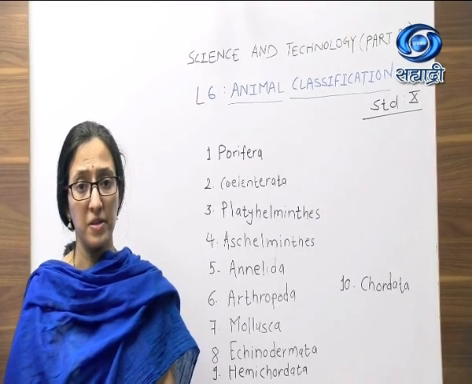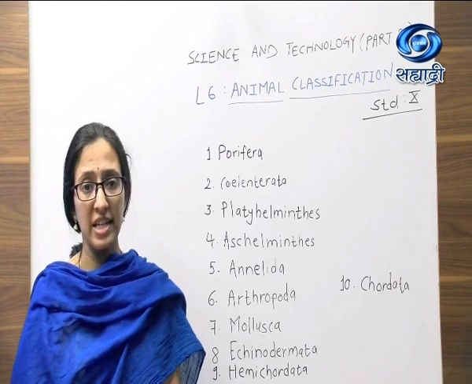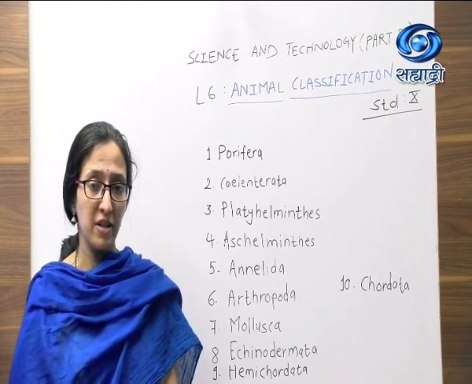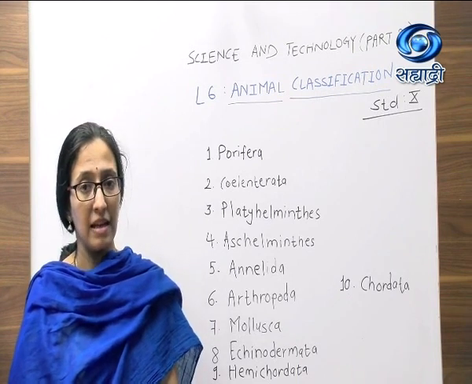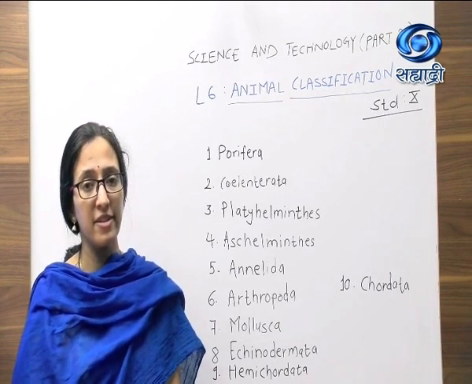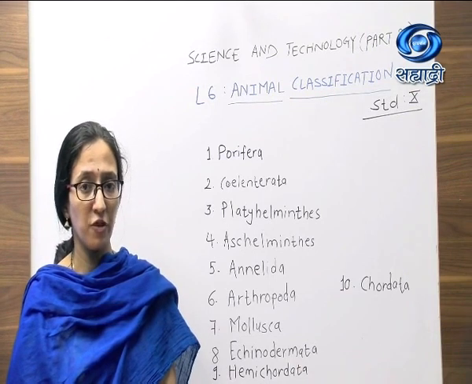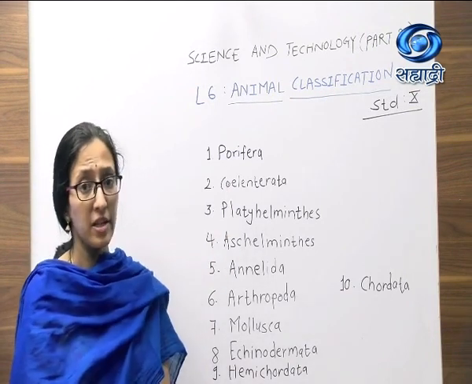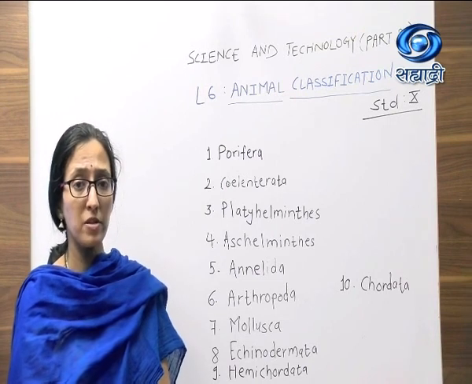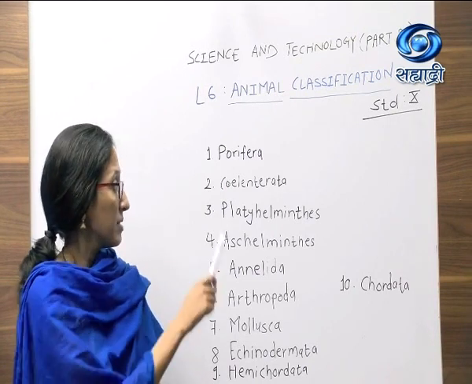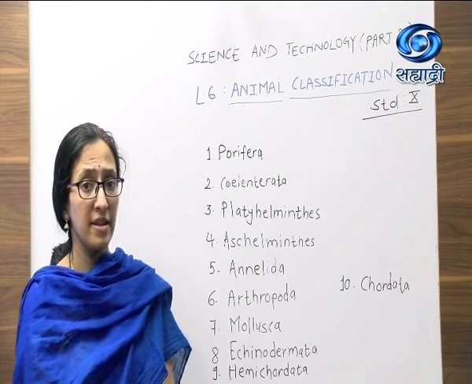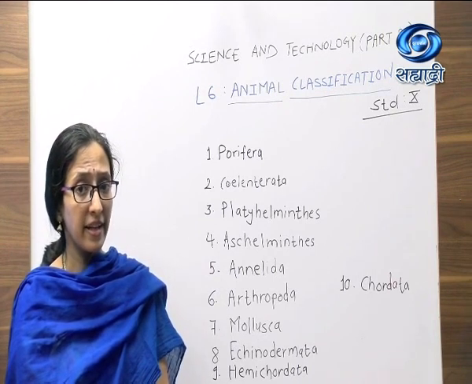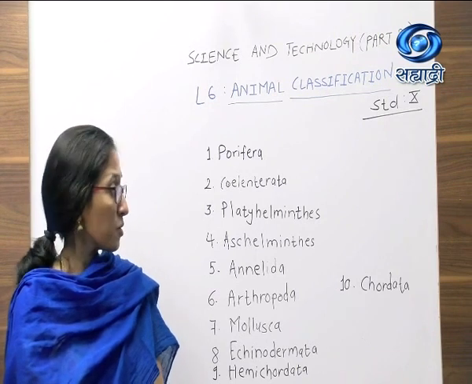So children, up till now we have discussed 10 different animal phyla, right from phylum Porifera to phylum Chordata. Let us revise the distinguishing characteristics of each phylum. The first phylum is phylum Porifera. It includes all the porous-bodied members. The second phylum is phylum Coelenterata. Presence of cnidoblast cells is the characteristic feature of this group.